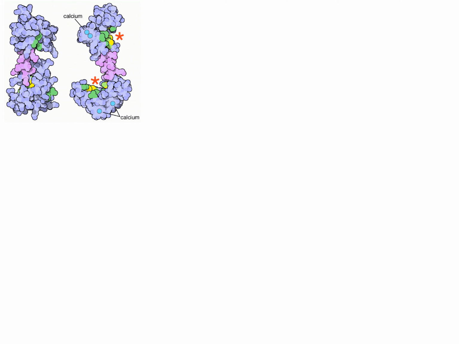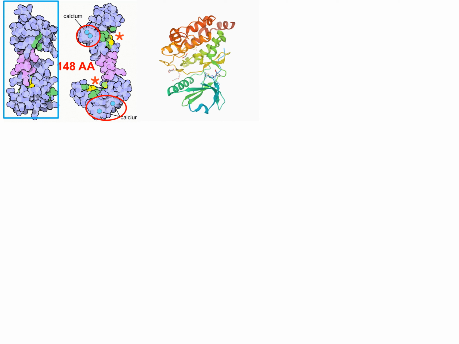Now let me explain the previous slide in a little bit more detail. So here we have the structure for calmodulin, which is 148 amino acids. As you can see here, it will be binding calcium. So that will produce the calcium-calmodulin complex.